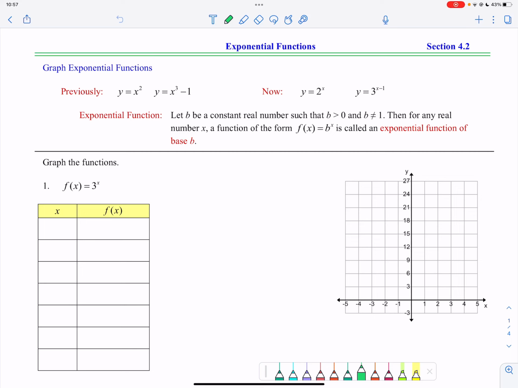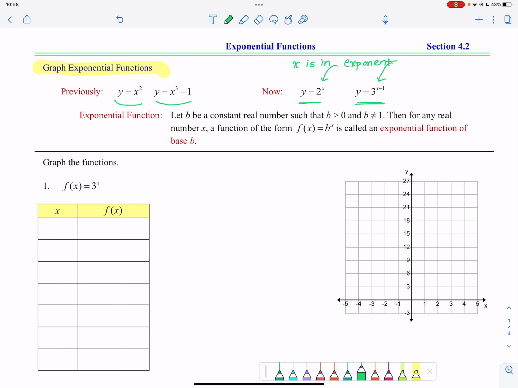This is section 4.2, exponential functions. We're going to begin by graphing exponential functions. So previously, we graphed quadratic functions, we graphed cubic functions, and now we're going to be graphing exponential functions. And you can see that our variable x is in the exponent.